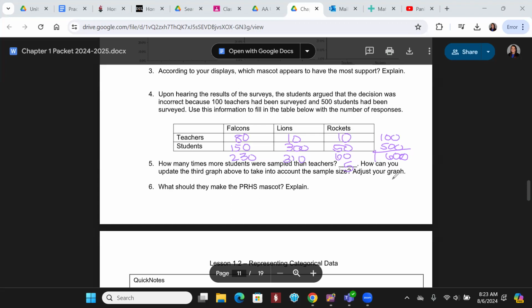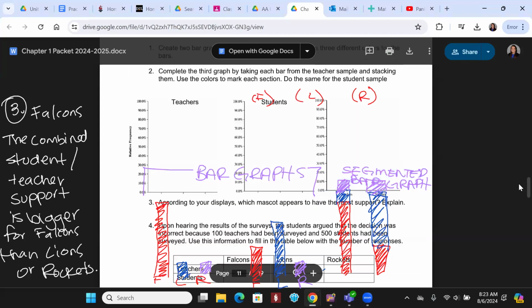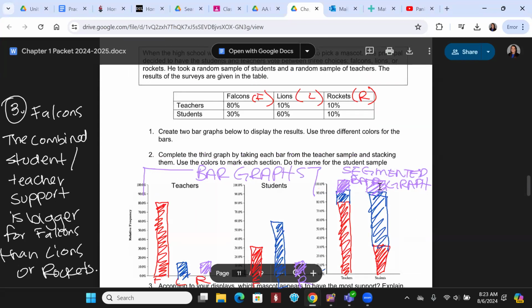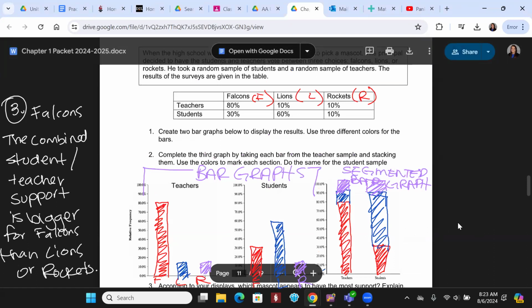Okay, so what we're going to do is look at your segmented bar graph. If we say that it's 5 times more than what the teachers had, we're going to add how many more bars on to represent 5 times more than the teachers? 5. Not 5. 1. Not 1. 2. So we're going to take this and we're going to add 4 more to represent that 5 times more than. Does that make sense?